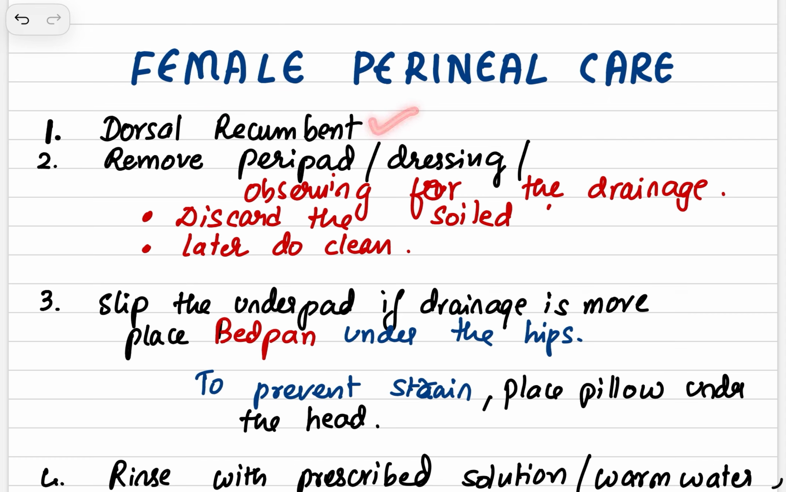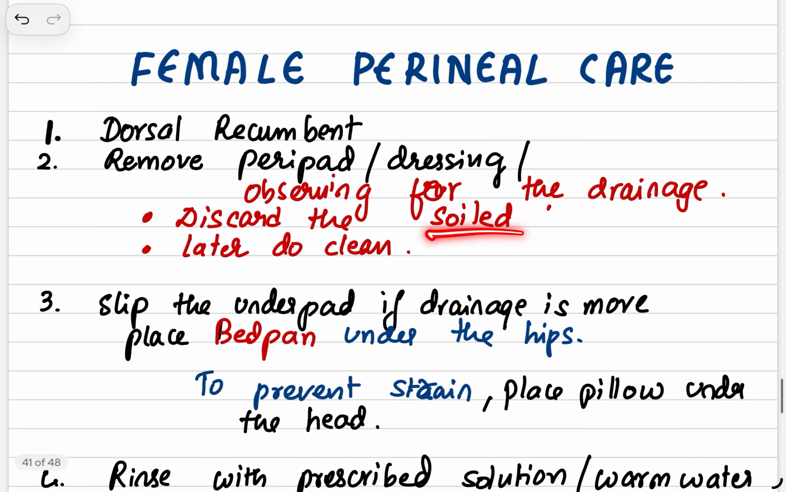What position do we need to give for the females? Dorsal recumbent position, that is flexing of the knee while lying on the back. Remove the peripad or dressing, if it is there, and observe for the drainage. If there is any drainage, don't remove it with bare hands. You need to wear clean gloves and then remove it. Clear? Yes. Discard the soiled item in the yellow bag, according to BMWM, that is biomedical waste management.